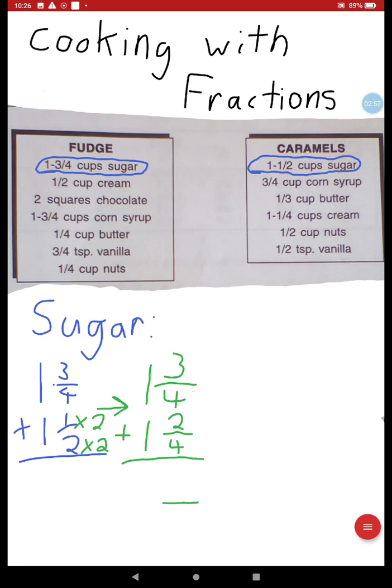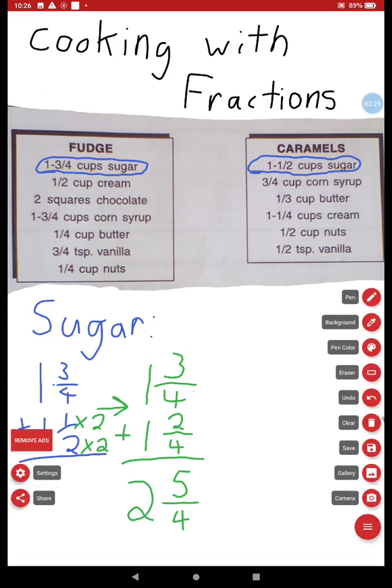And I keep the denominator the same. Now I add the numerators. What's 3 plus 2? 5. Now let's add the whole numbers. What's 1 plus 1? 2. So 2 5/4. Uh-oh. 5/4 isn't going to work because 5 is bigger than 4.